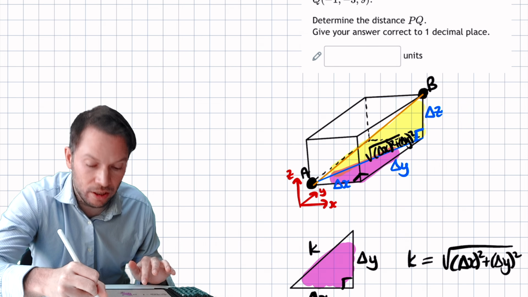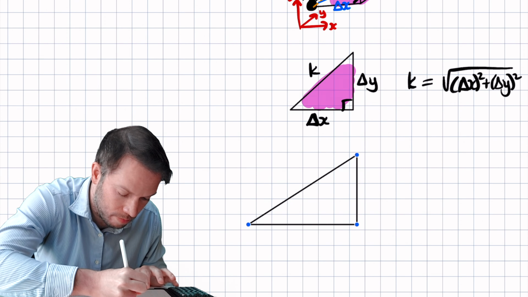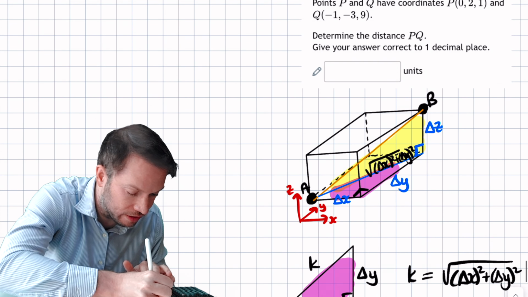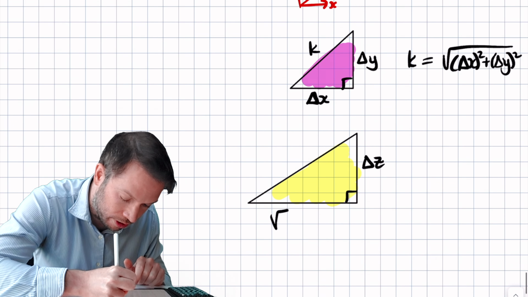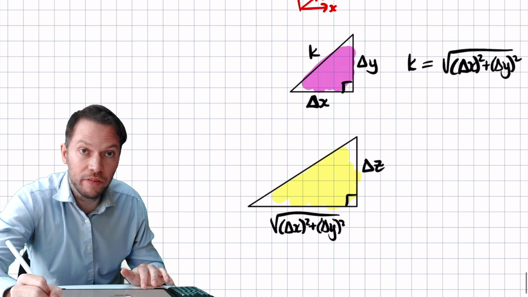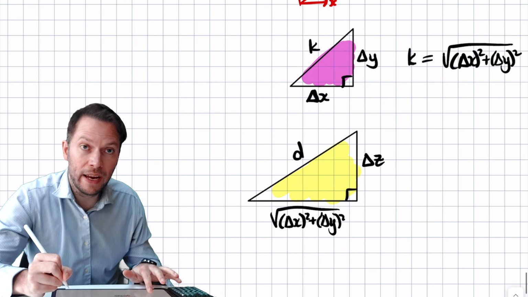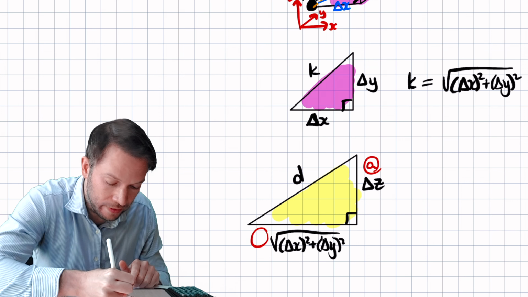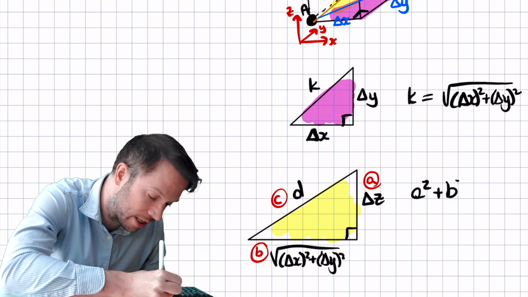And now we can look at the yellow triangle. So if we draw the yellow triangle, let's highlight it in yellow. What lengths have we got on here? Well, we've got this change in z here. And at the bottom, we've got this length we worked out, which is the square root of the change in x squared plus the change in y squared. Now, if we use Pythagoras theorem on this, and by the way, this length we're trying to find, the distance between A and B, we're going to call D. Then using Pythagoras theorem, if we label the two shorter edges as A and B in either order, and then the hypotenuse as C, by Pythagoras theorem, A squared plus B squared is equal to C squared.